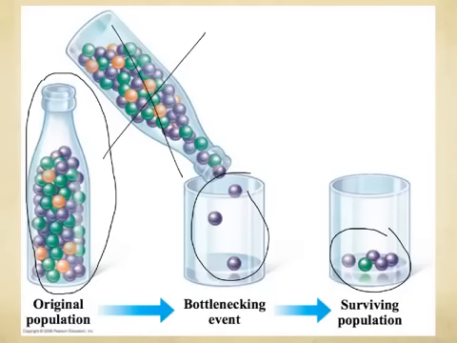Most of them don't get past the big catastrophe, and the remaining population has a wildly different makeup than the original. And it's not because the purple ones here were more fit. It's just by chance more purple ones survived.